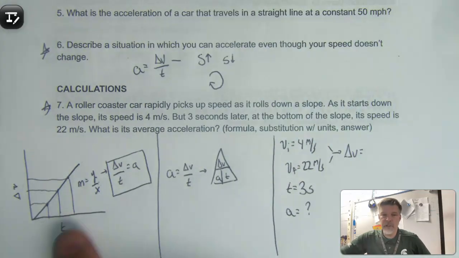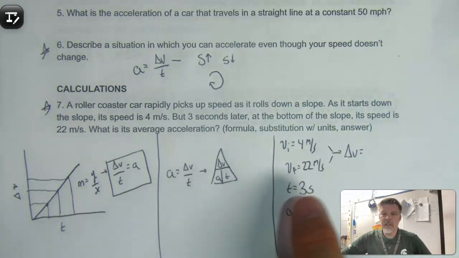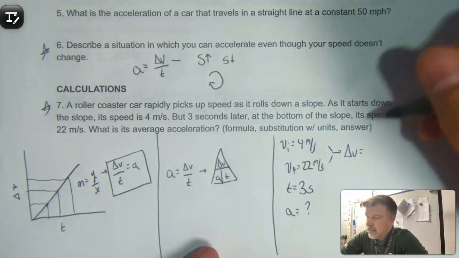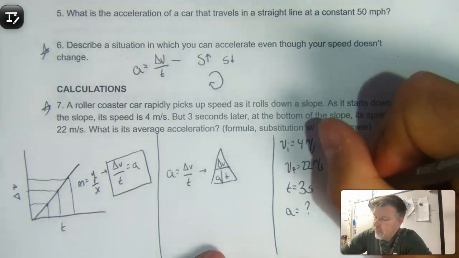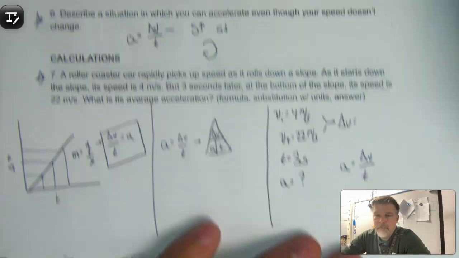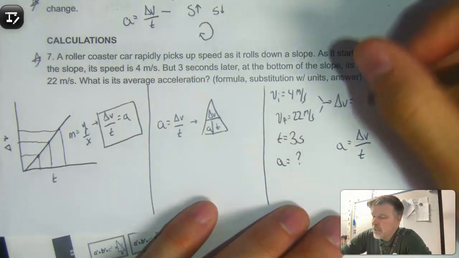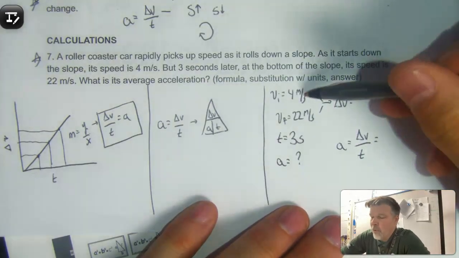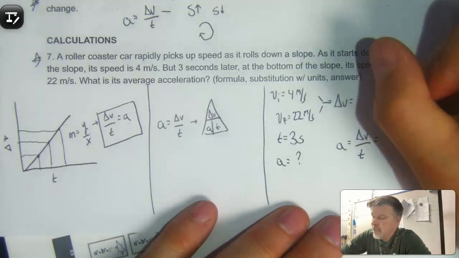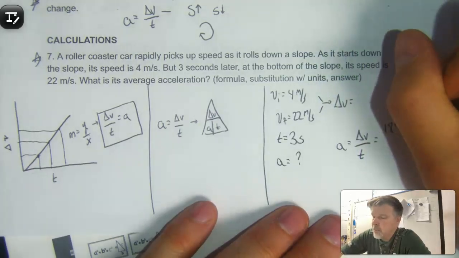So this is the information they gave us for this one. And you do not have to show any of this. You're just looking at this last part. So we want to know acceleration. So the formula is delta v over t. Show me my formula. Do the substitution. Change in velocity went from 4 to 22. That change is 18 meters per second.